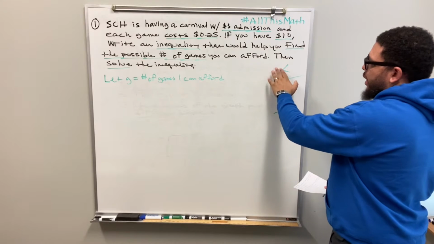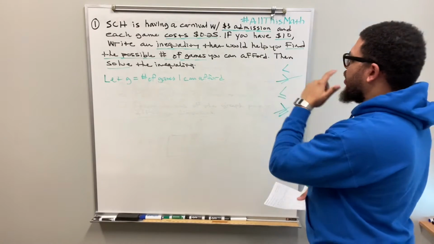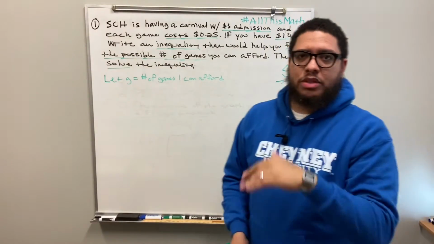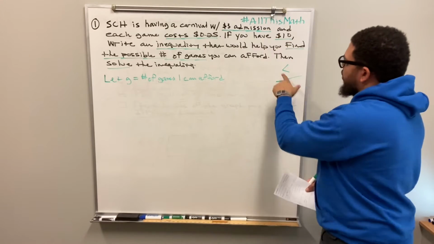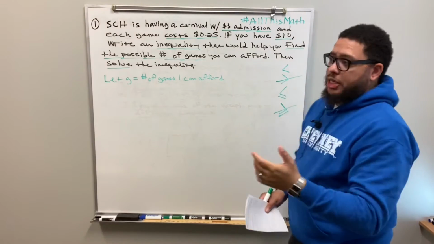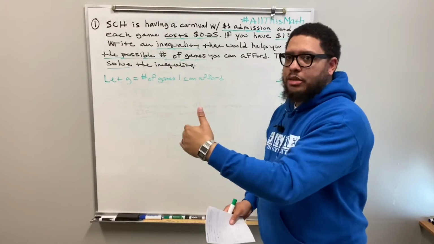Now, I could spend less than $10, but I want to find out the possible number of games. So that means like the maximum. What's the maximum number of games I can play? So I can spend up to $10. But if I put less than $10, that means I'm not spending up to $10. I might spend up to $9.99, but I have $10 to spend.